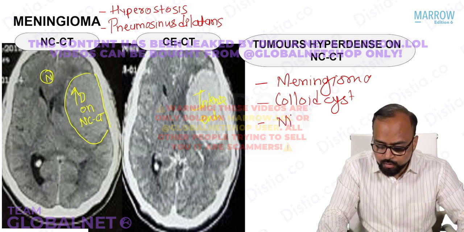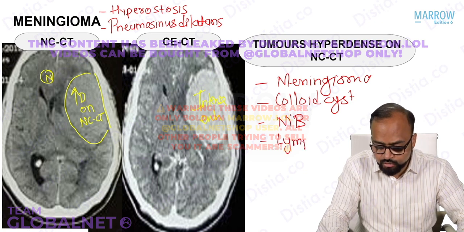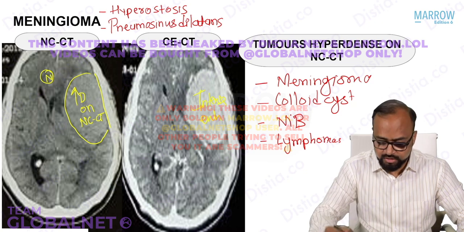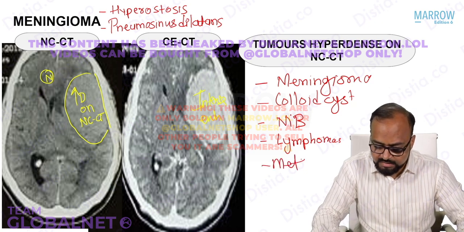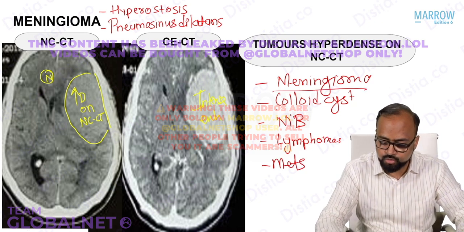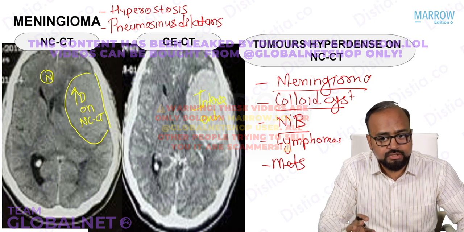These include medulloblastoma. These include certain types of lymphomas. Colloid cysts we have already seen. Certain types of metastasis can also appear hyperdense on non-contrast CT. So most important, remember, meningioma, colloid cyst, medulloblastoma. So these appear bright on non-contrast CT.